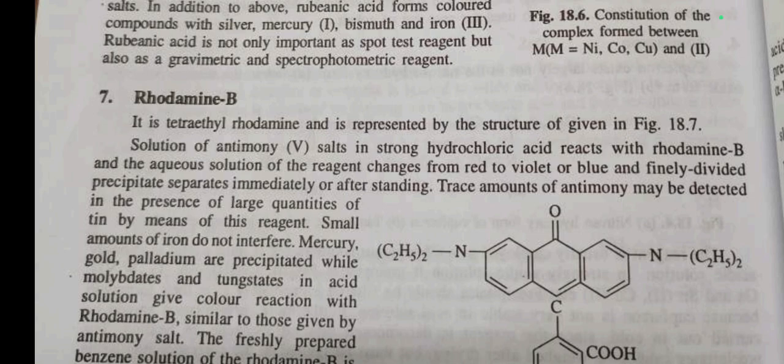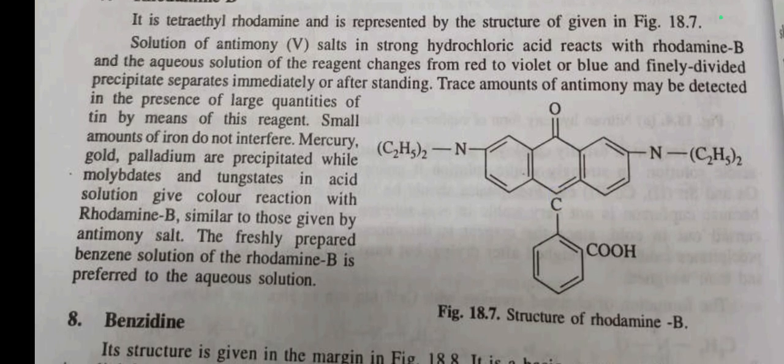Number 7. Rhodamine B. It is tetraethyl rhodamine and is represented by the structure given in figure 18.7. Solution of antimony 5 salts in strong hydrochloric acid reacts with rhodamine B and the aqueous solution of the reagent changes from red to violet or blue and finally divided precipitate separates immediately or after standing.